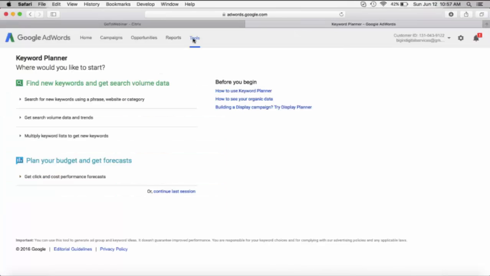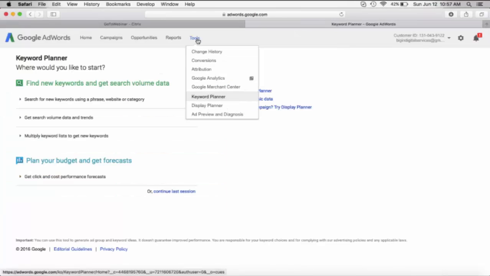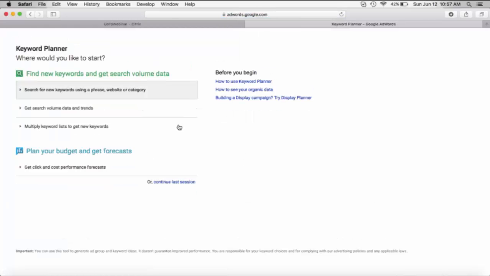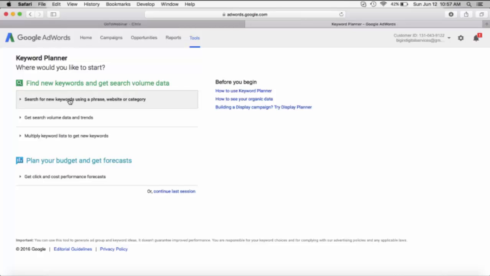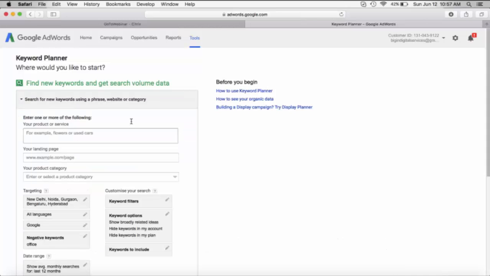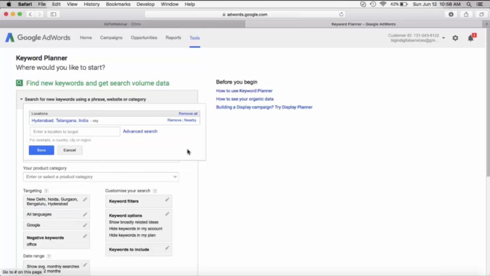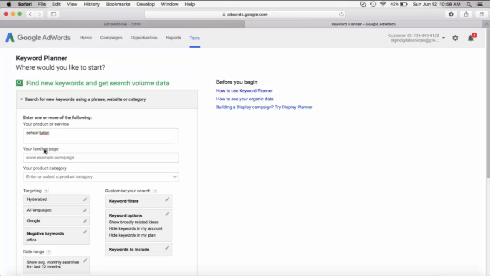So guys, you will have to go to tools, then hit on keyword planner. This is where you will land. You'll have to access the first option, which is search for new keywords using a phrase, website or category. Here I will go with a phrase, school tuition, and my target region is Hyderabad. Here we go. I'll hit on save.